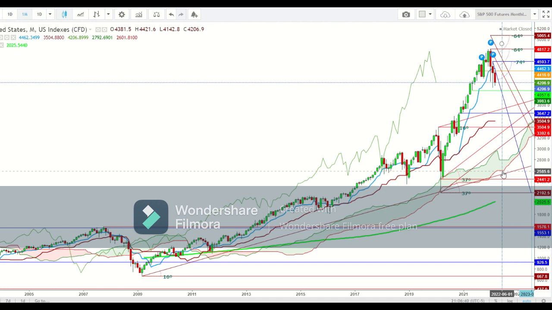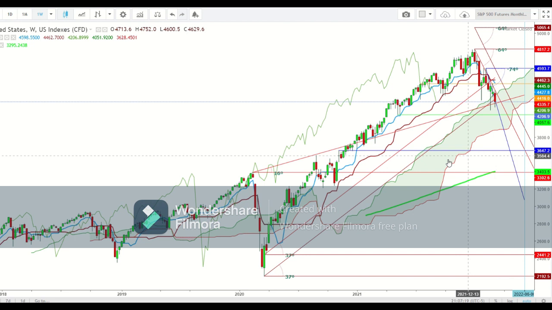So friends, now let's check this move in a weekly time frame. So here in a weekly time frame, you can see how the S&P 500 futures are showing extreme weakness after the formation of this bearish crossover in a weekly time frame. So let me zoom this version for you.